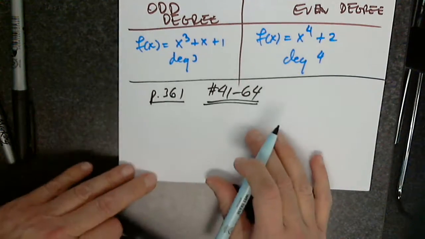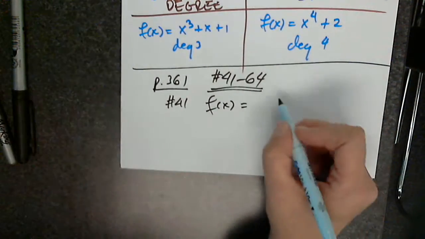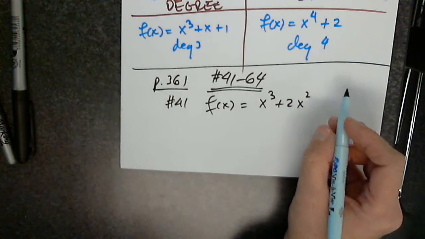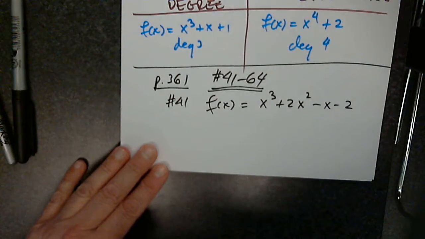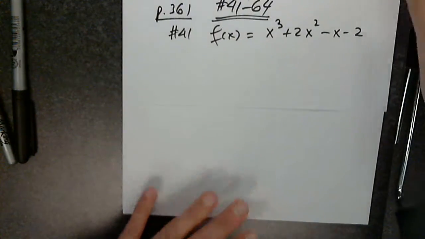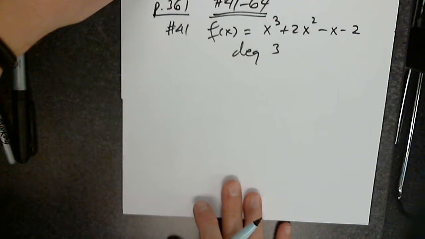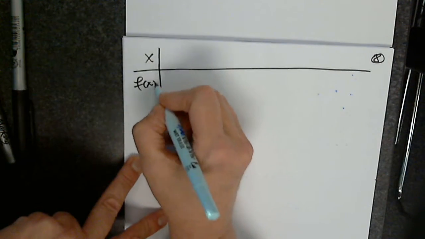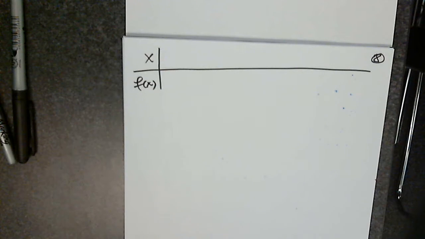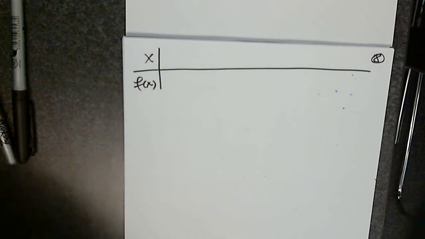Okay. So here's 41. F of x equals x to the 3rd plus 2x squared minus x minus 2. Can anyone identify the degree of problem 41? Okay. First thing that I'm going to ask you to determine is, I don't need the book, let me put it aside, the what?